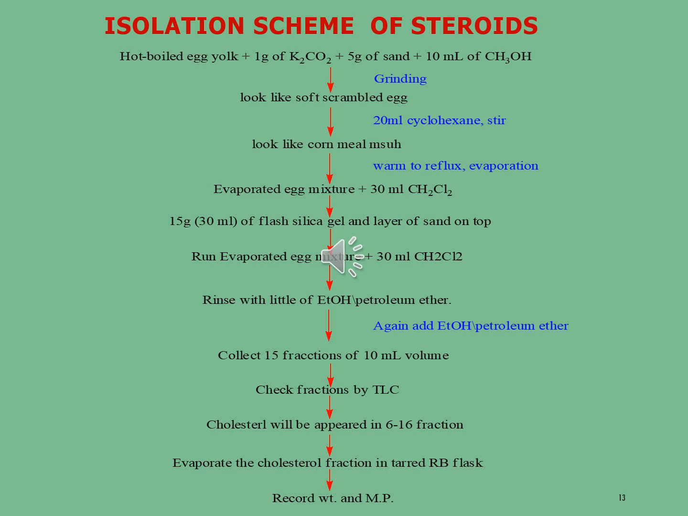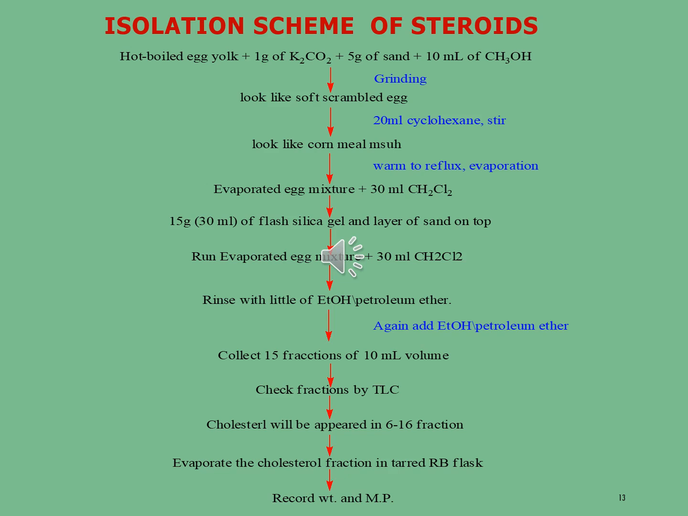After that, we get a cornmeal mush material. The whole material is then subjected to reflux and evaporation. After evaporation, we get the evaporated egg mixture to which we add 30 ml of methylene chloride. Now, this material is subjected to column chromatography in which we take 15 grams of flash silica gel and a layer of sand on the top. So, the column is packed. After that, the whole column is eluted with 30 ml of methylene chloride.